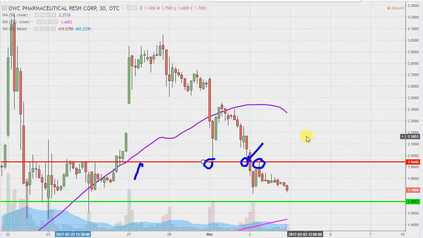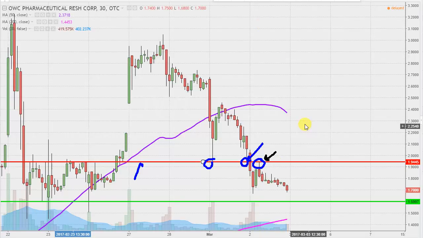So while I'm not saying that $1.95 is impossible to break or anything like that, I am saying that you would expect it to act as resistance. And as I already pointed out, right there, it has already acted as resistance. So the bulls are going to need to bring their A game if they want to be able to fight back up above $1.95.